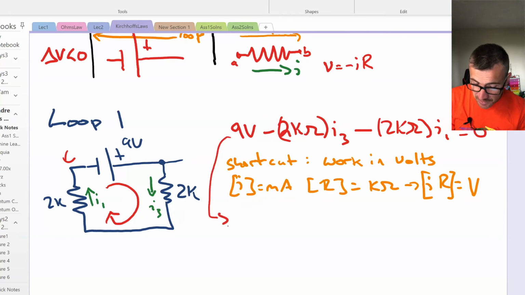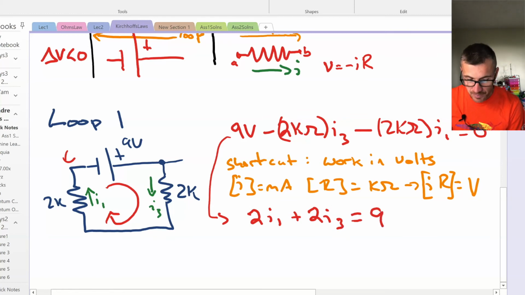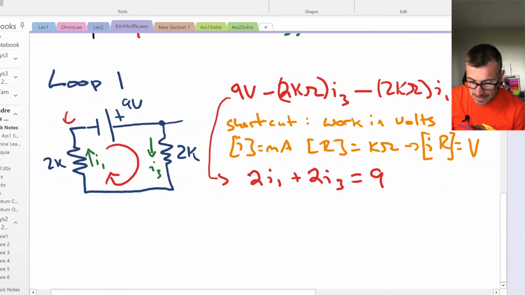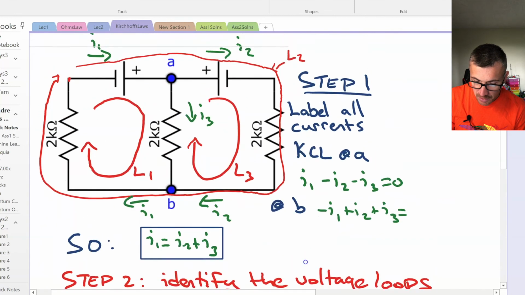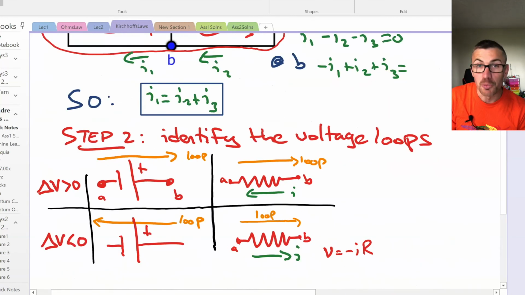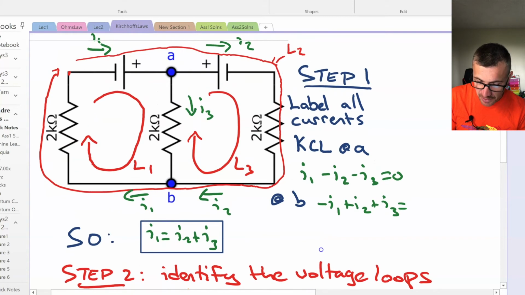And this is equivalent to writing 2I1 plus 2I3 is equal to 9. Much cleaner. Okay, that's great. Let's apply a different loop now. Let's go to loop 3. We could have done loop 2 as well, but let's just mix it up a bit because this is going to be fairly instructive.